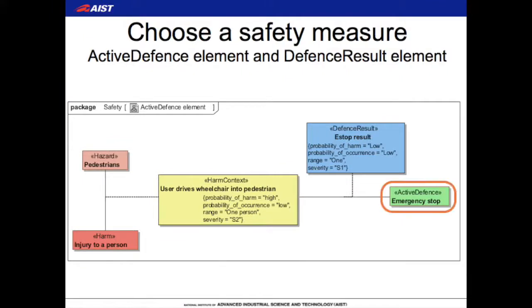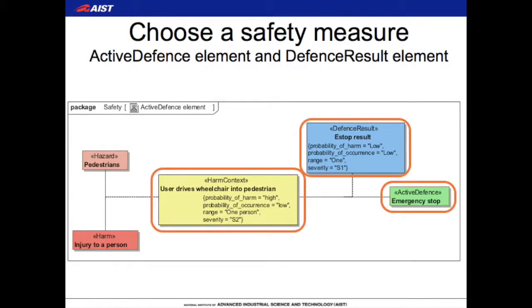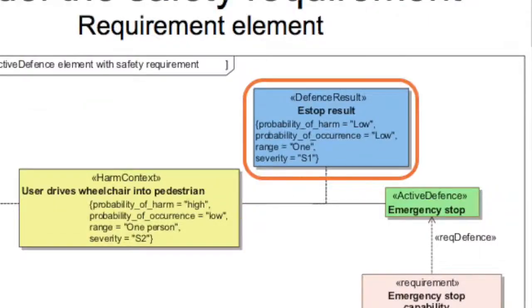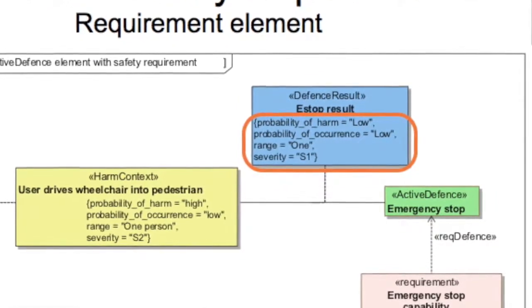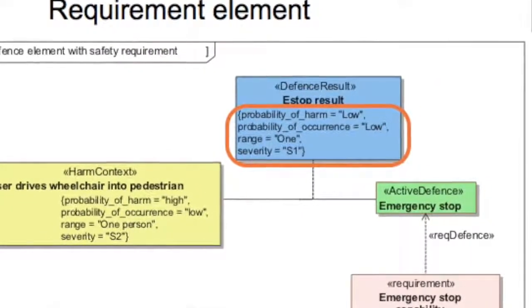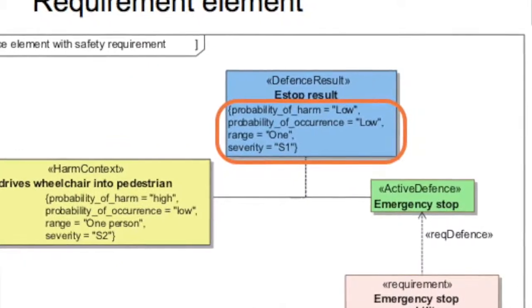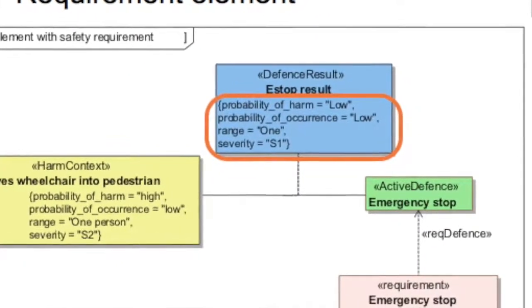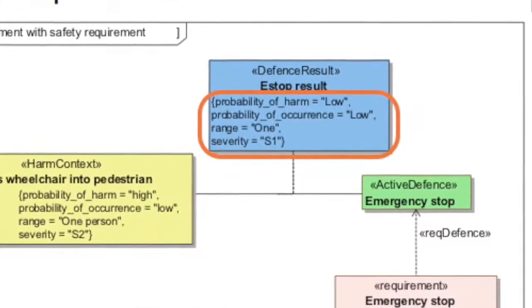So on the next slide, I've added a safety feature to my system. In this case, it is the green element on the right, the active defense element. And this is an emergency stop. And this is connected to the harm context that it may cause by the defense result association class. And this class describes the result of the defense being applied. So it again contains the same tags as my harm context, but with new values to indicate what will happen to them when the defense is active. So in this case, if I activate my emergency stop, I will reduce the probability of harm and reduce the probability of the hazardous situation being caused.